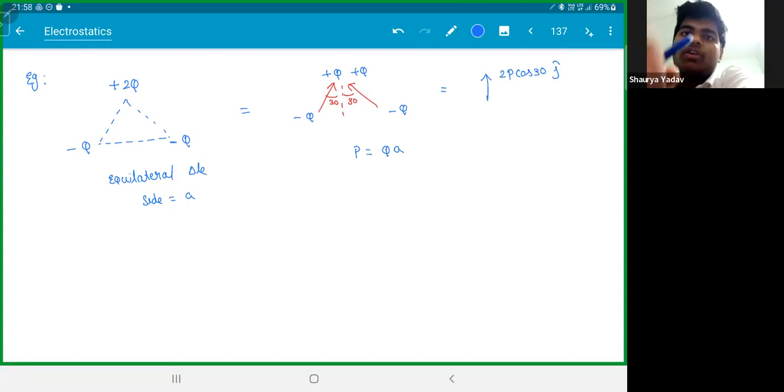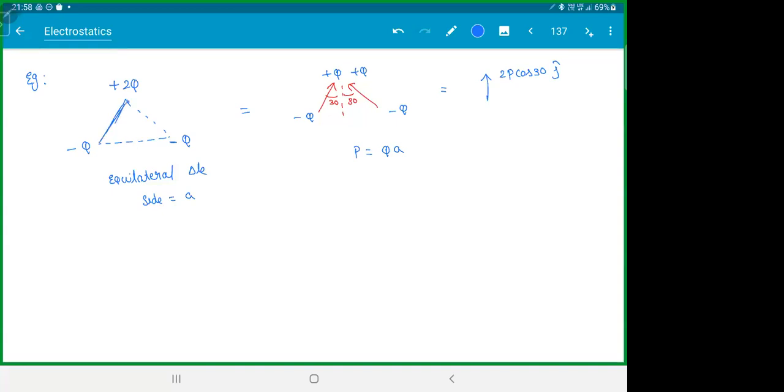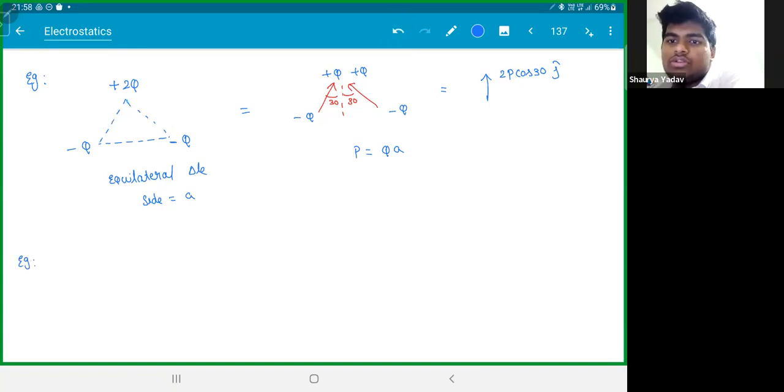Sir, here will we take side as the distance between them? The distance between them only, right? That is the side of the equilateral triangle. Okay. Right? Yeah.